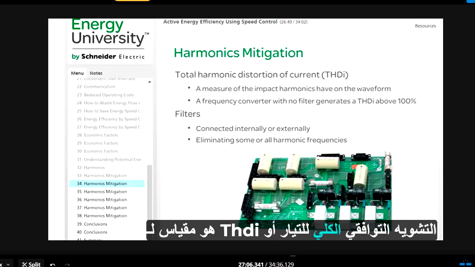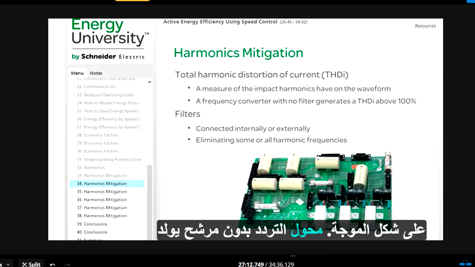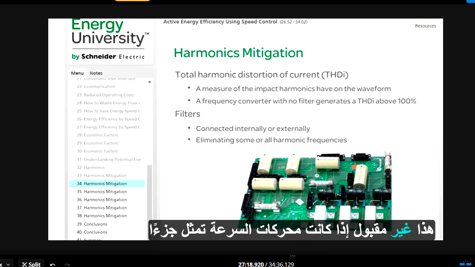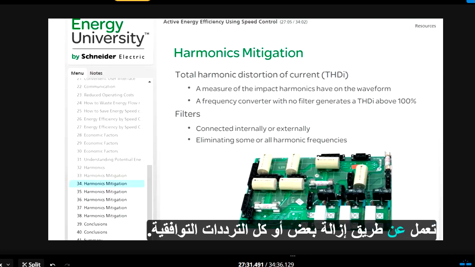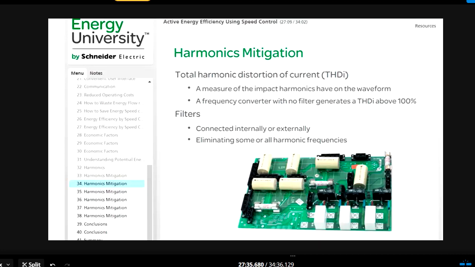Total harmonic distortion of current, or THDI, is a measure of the impact of harmonics on the waveform. A frequency converter with no filter generates a THDI above 100%. This is not acceptable if speed drives represent a large portion of the installed equipment. Filters are commonly embedded within the drive or connected externally to mitigate harmonics at the speed drive level. They work by eliminating some or all of the harmonic frequencies.